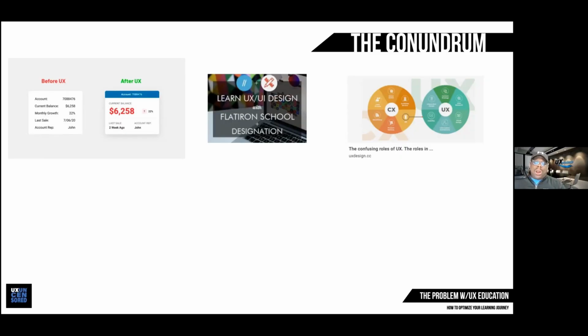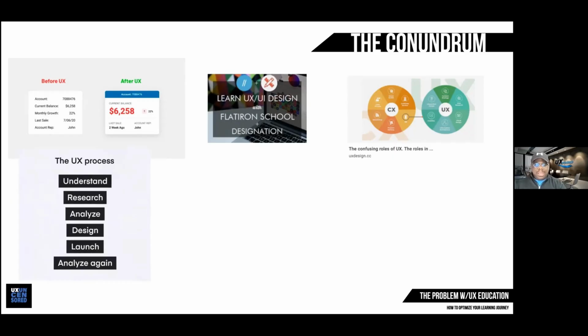But when you are putting yourself in an educational position, in that position of authority, and you tell people that something is confusing, that's unethical. That's another illustration of the problem with UX education today. This is a really common one.